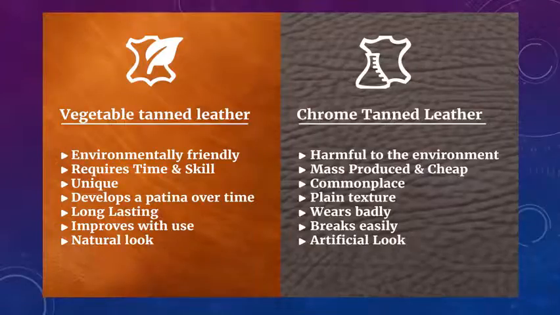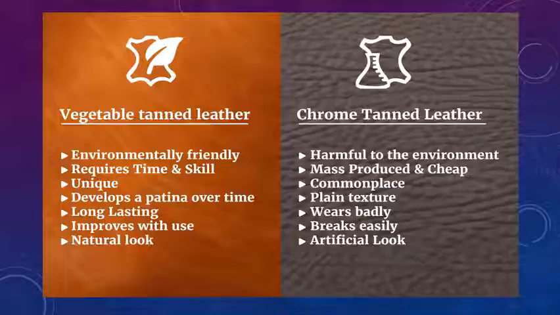So here we will have a comparison of vegetable tanned leather and chrome tanned leather. Vegetable tanned leather is more environment friendly, and requires more time and skill. It's a long process. It's a unique type of leather which will be very hard and tough, but it will not have much flexibility. It develops a patina over time and is long lasting. Because it is very tough, it is long lasting and improves with use. With more and more use, it becomes more long lasting and it has a natural look.